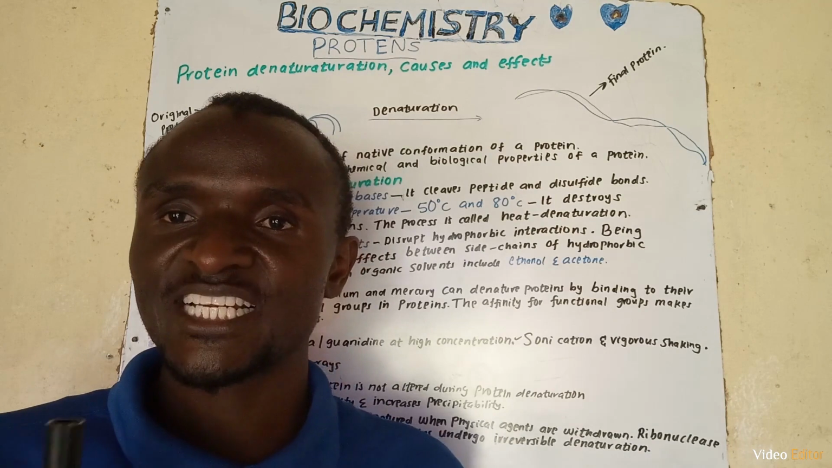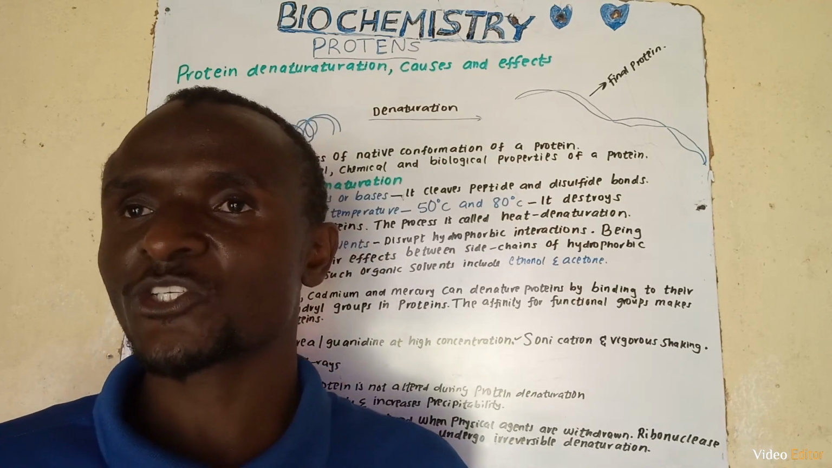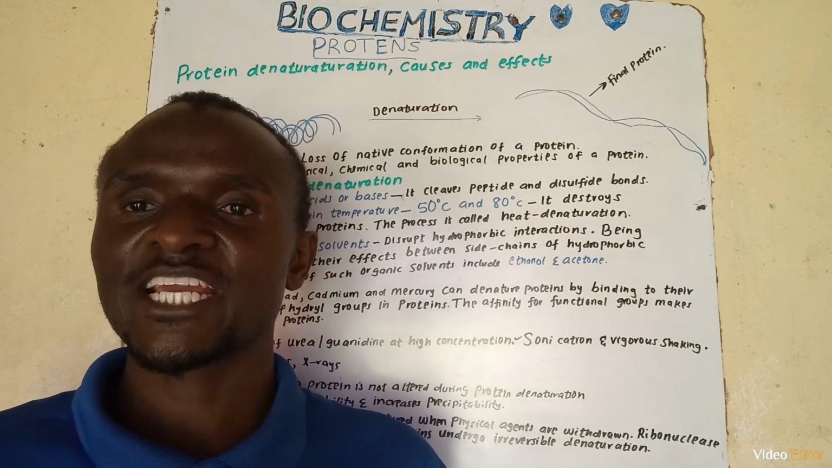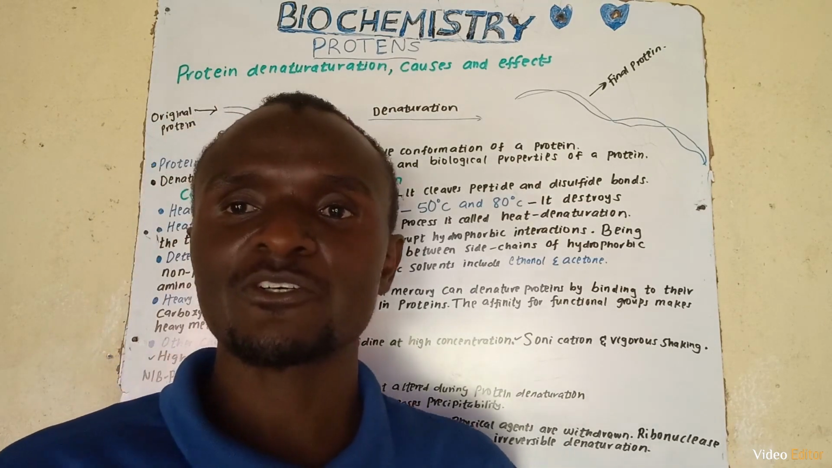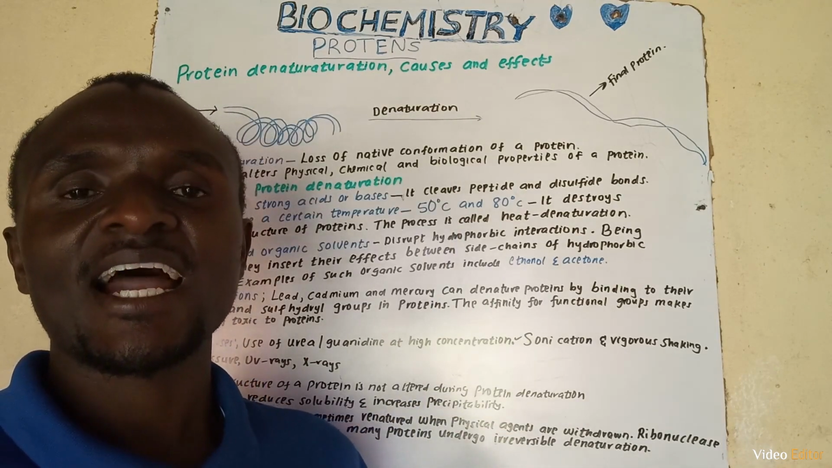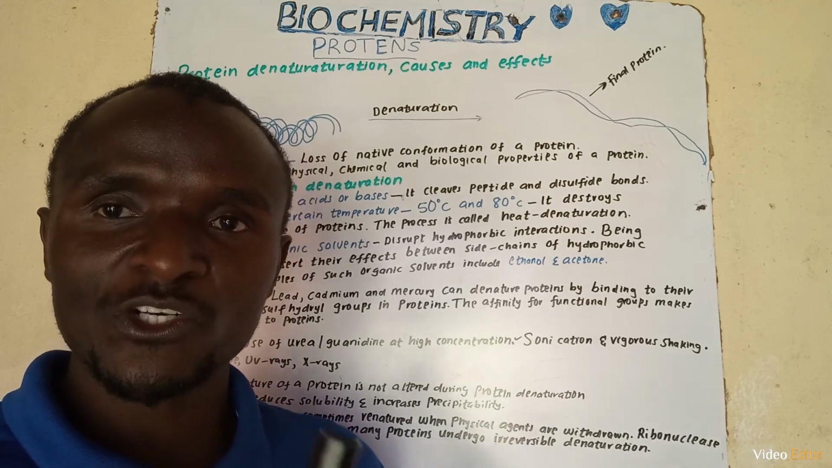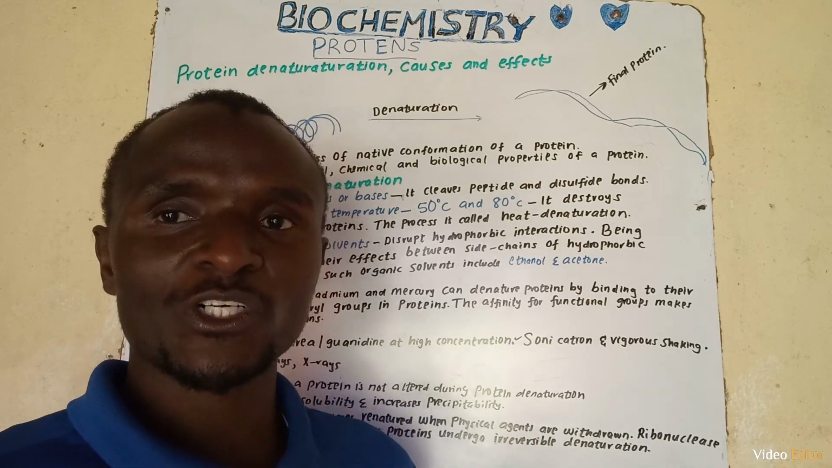Other causes of denaturation include the use of urea and guanidine at a high concentration. Also, the sonication of a protein and also vigorous shaking can cause denaturation of a protein. High pressure, UV rays and X-rays can also cause protein denaturation. That is a very important information for you also to note.